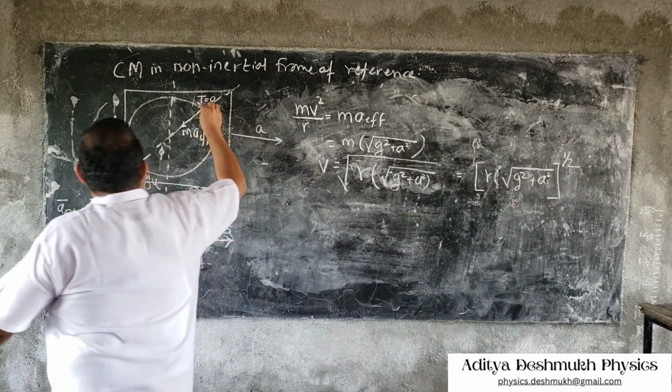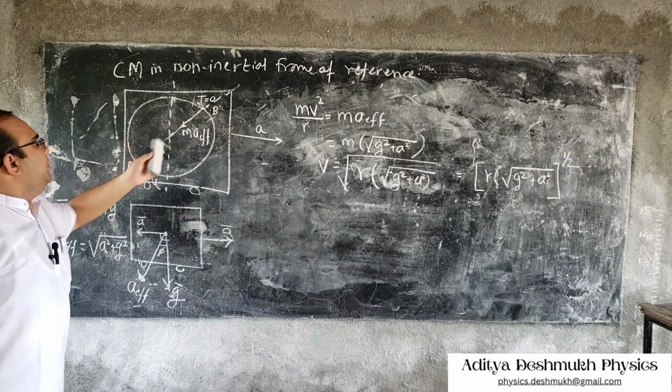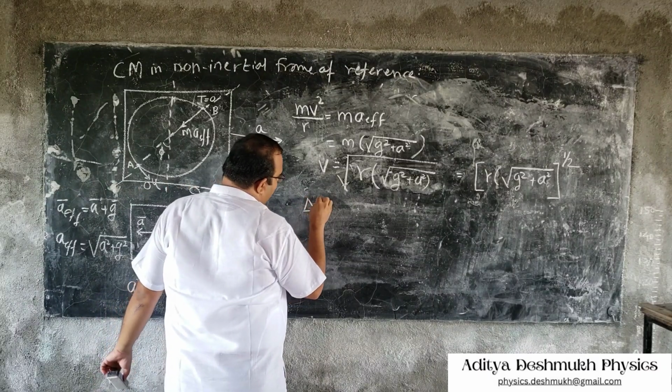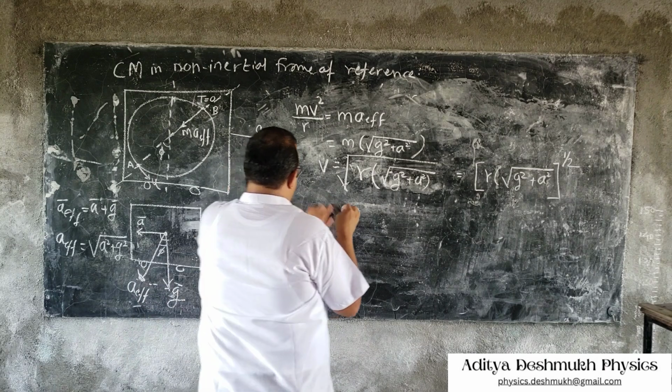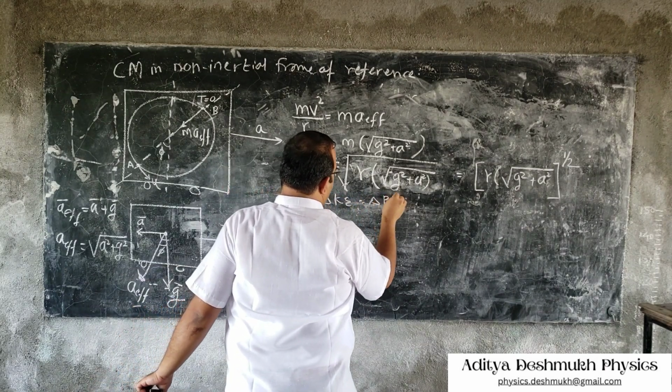Once again, let's apply energy balance between point B and point A. Delta KE equals delta PE.